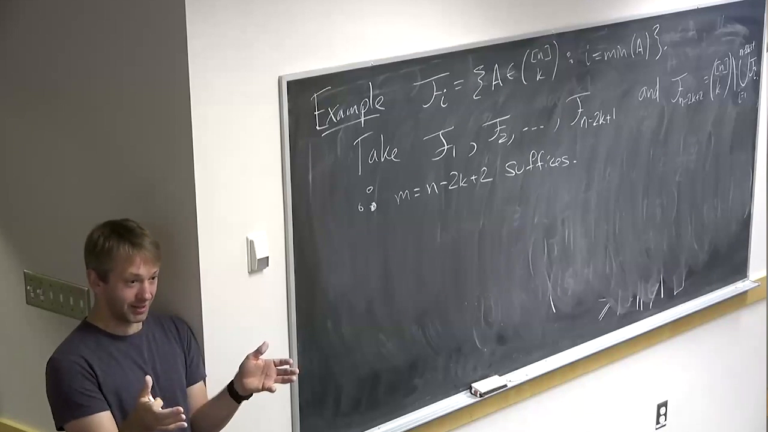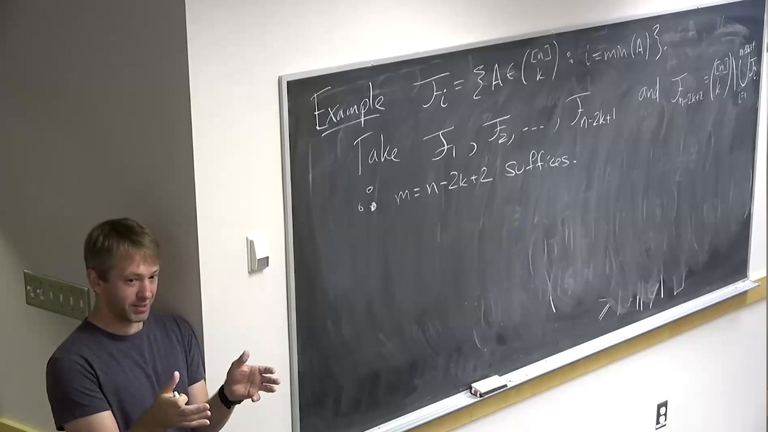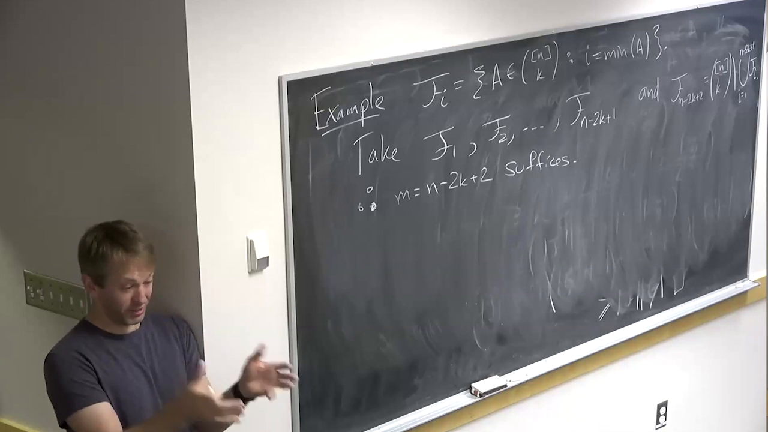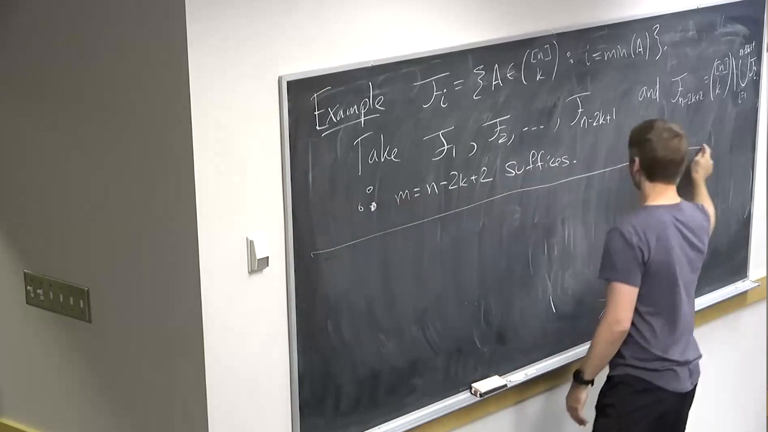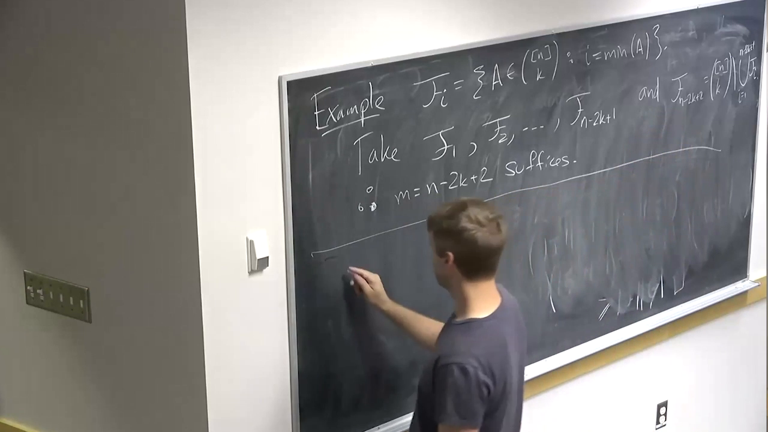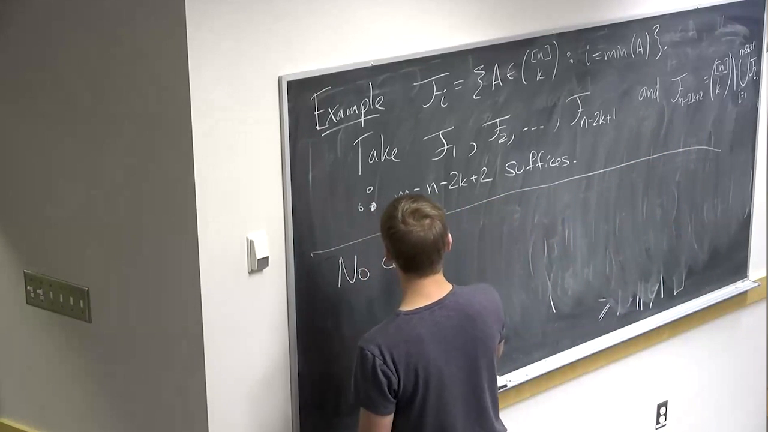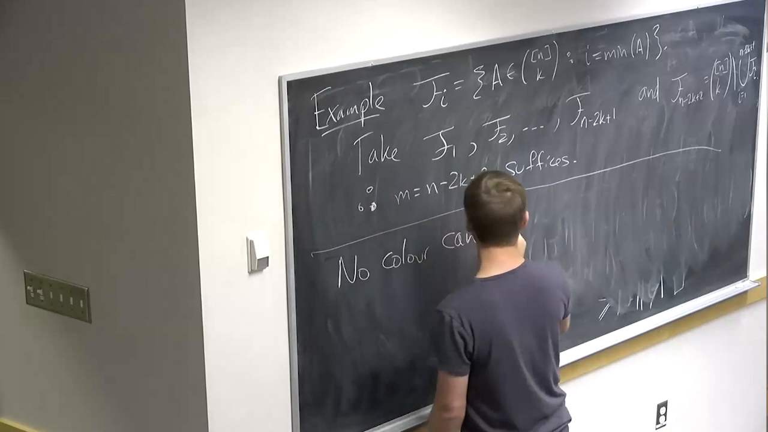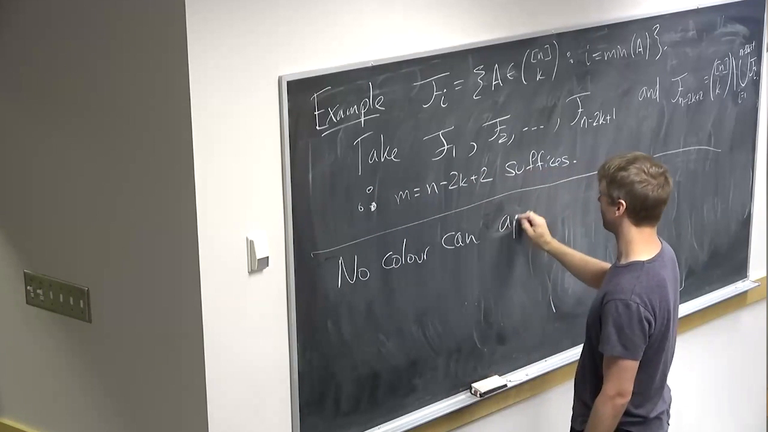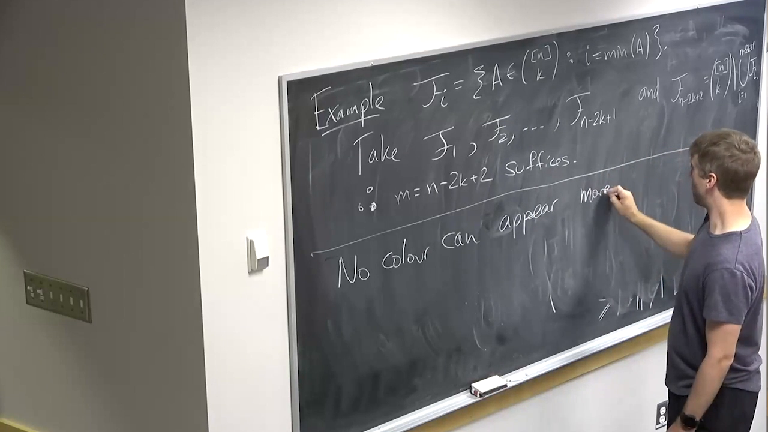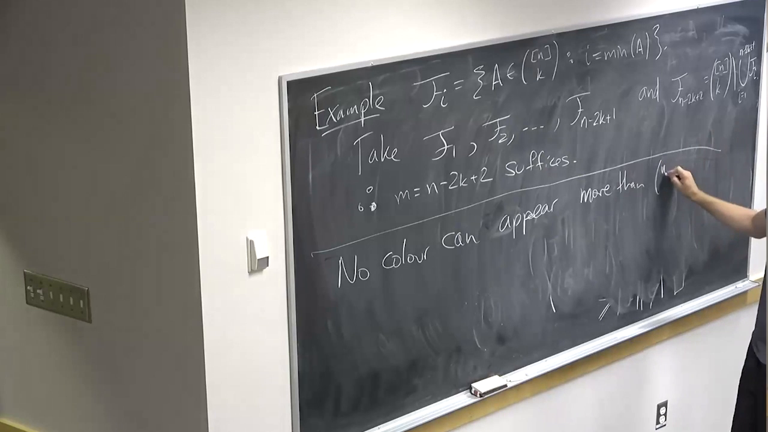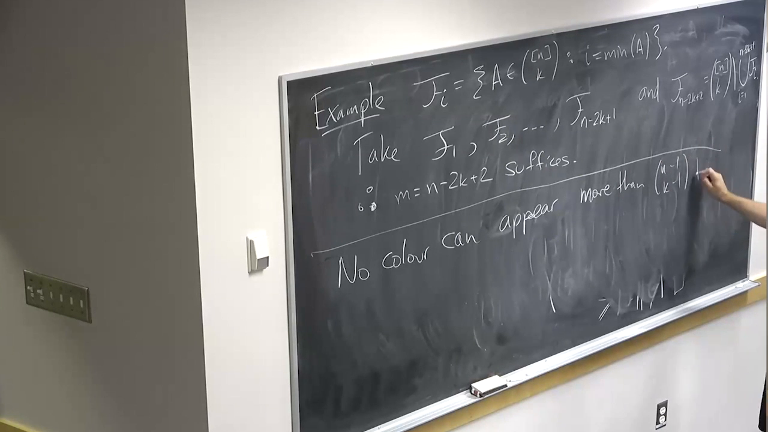Yeah, certainly each of your colors can't be bigger than n-1 choose k-1, right? No single color can be bigger than that. So for the lower bound: no color can appear more than n-1 choose k-1 times, by Harris-Kleitman.